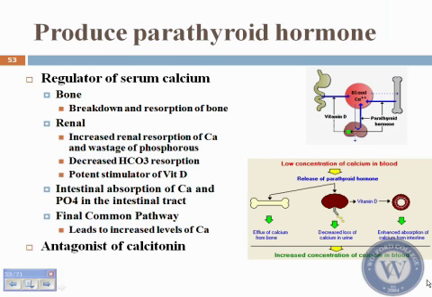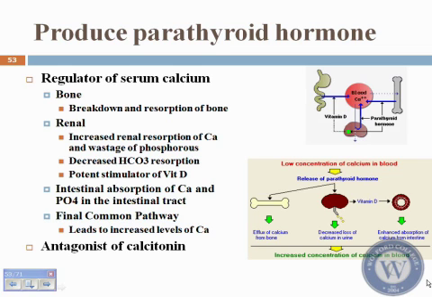Now, the parathyroid glands produce parathyroid hormone, okay, they're regulators of calcium. Okay, this is another way of looking at it. I showed you the visual way, and I'm going to show you now the written way. Bone, as it regulates breakdown and resorption of bone. Okay, renal-wise, it increases renal absorption of calcium and it helps waste phosphorus. It decreases bicarb reabsorption as a consequence of this, and the person develops a metabolic acidosis as a consequence. It's a potent stimulator of vitamin D as well, okay, which then acts on the intestinal absorption of calcium and phosphorus in the intestinal tract. The final common pathway is that in this process it increases the level of calcium.